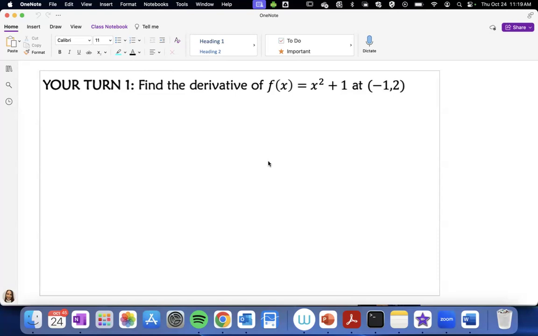So 2x, that was way too easy. On the derivative. So let's rate this one.